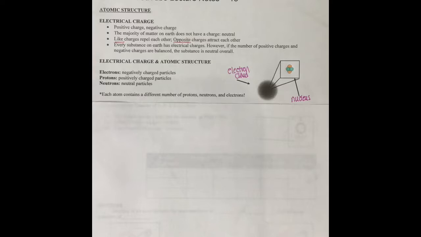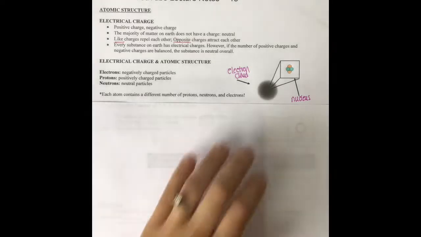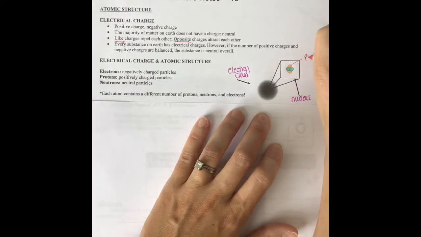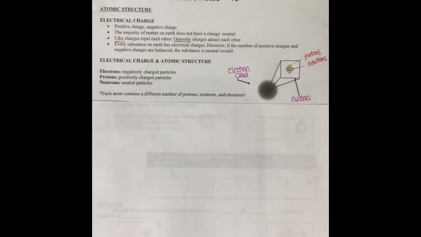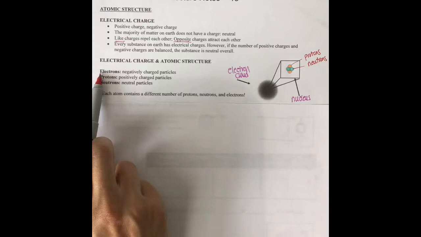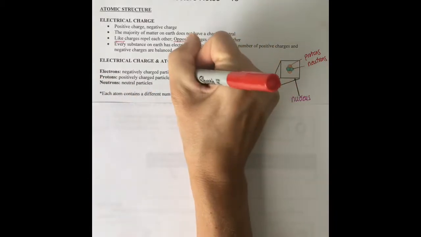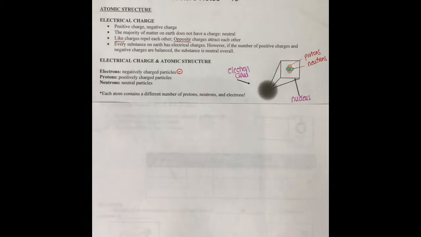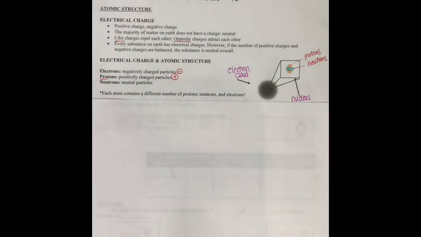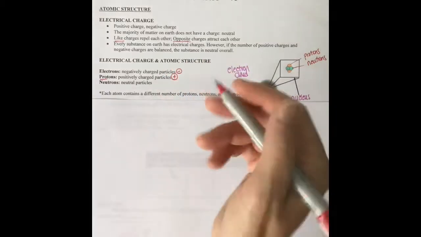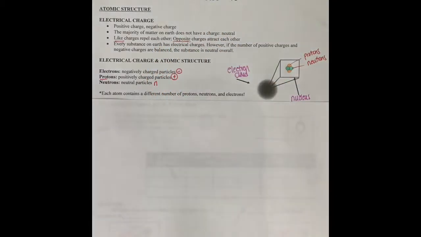we call the nucleus. And inside the nucleus, we have protons and neutrons. Okay, and over here to the side, I've told you that electrons are the negatively charged particles. Protons, if you think of the prefix pro, they are positively charged. And neutrons are neutral. And we often use a lowercase n to talk about them.